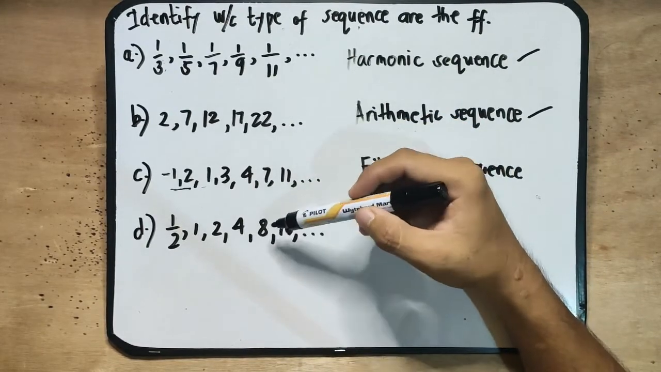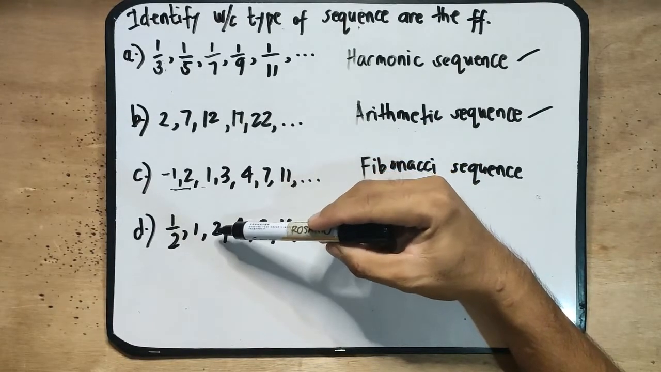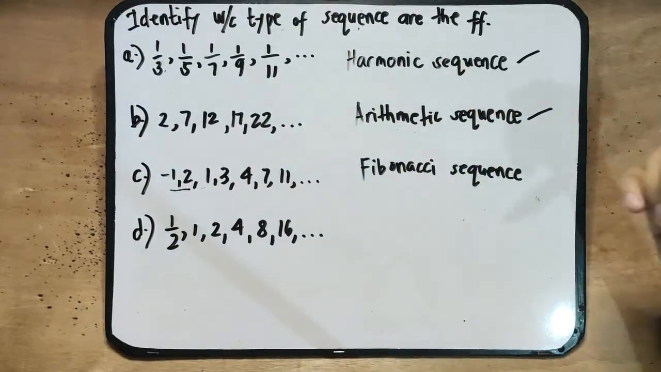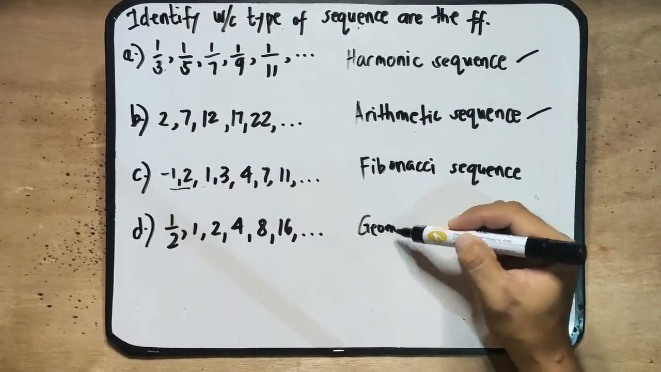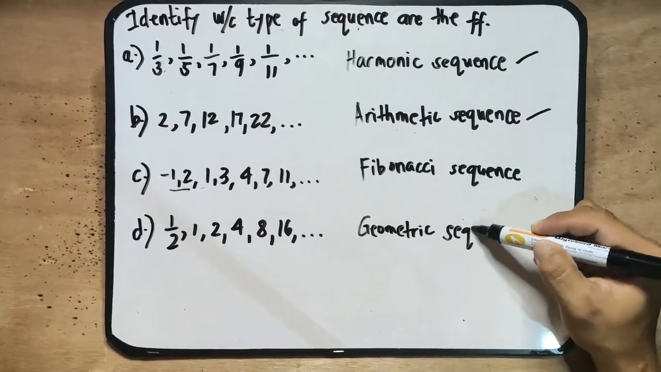16 divided by 8 is 2. 8 divided by 4 is 2. 4 divided by 2 is 2. 2 divided by 1 is 2. And 1 divided by 1 half is 2. Since mayroon silang common ratio, ibig sabihin this is a geometric sequence.